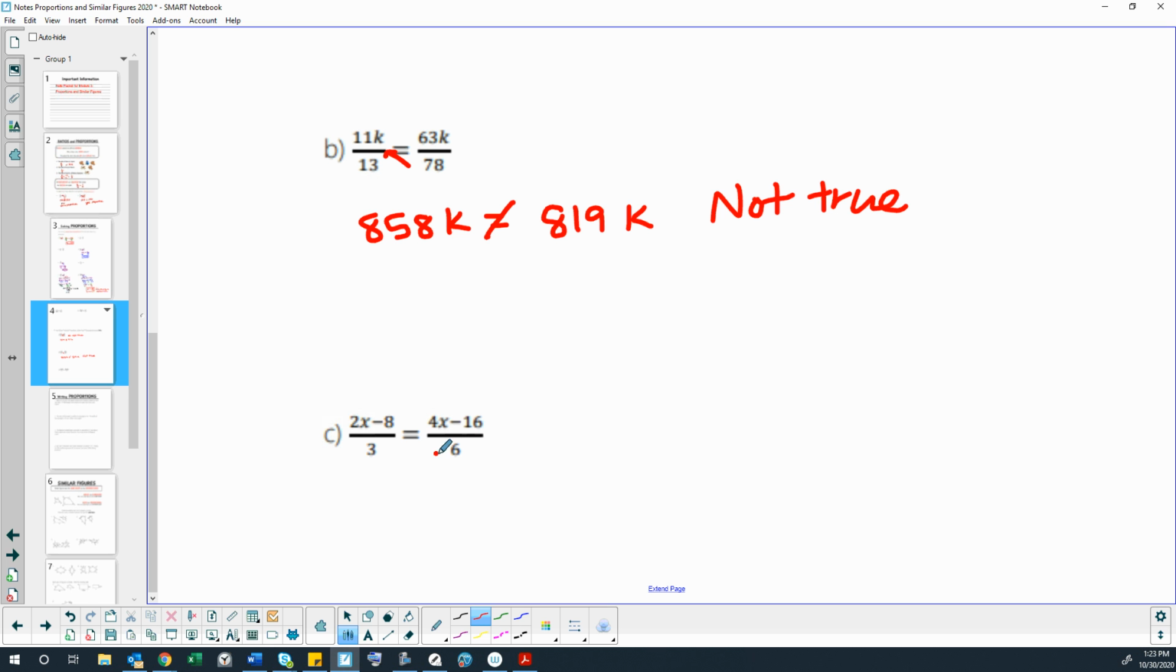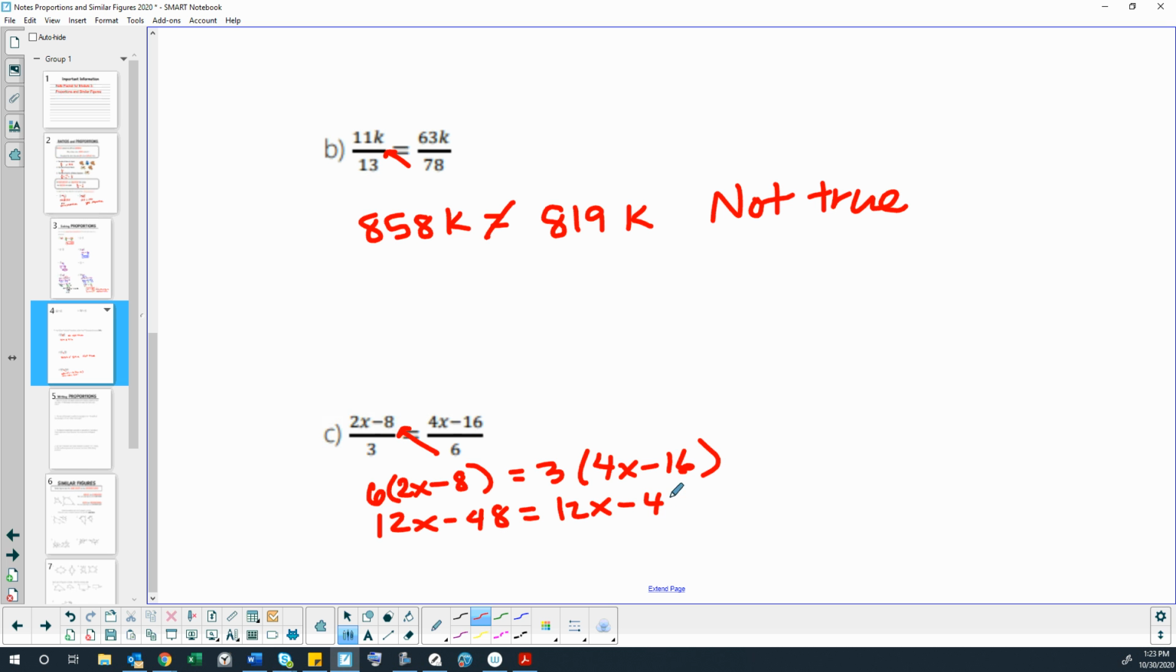Let's go ahead and try this one. Not sure what this one's getting at. I'm kind of curious, actually. So 6 times 2x minus 8 equals 3 times 4x minus 16. So that would be 12x minus 48. And another 12x minus 48. Look, I got the same thing on each side. So is that a true proportion? Yes, it is, because each side is equal to the other side. And it doesn't even matter what x is. It's still going to be true no matter what the variable x is.